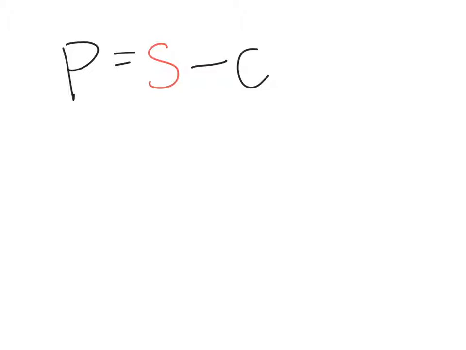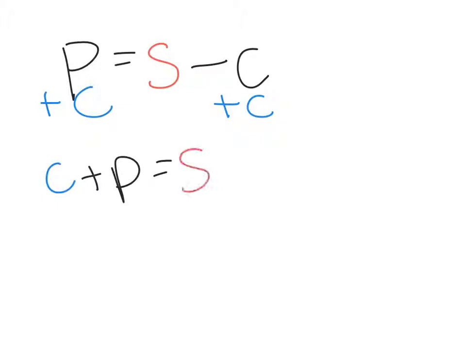We need to get S by itself, which means that we need to work away from it. And away from it is the C. And we have a minus C, and the opposite operation of minus is, you know, plus C. And whatever we do to one side, we have to do to the other. So now we have C plus P is equal to S.